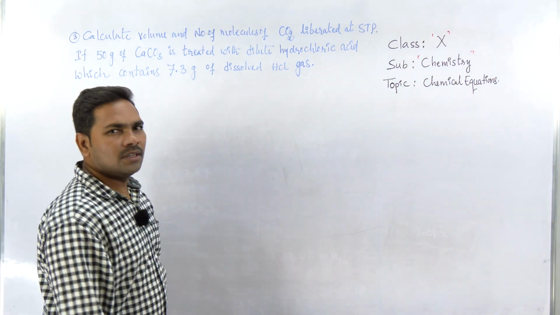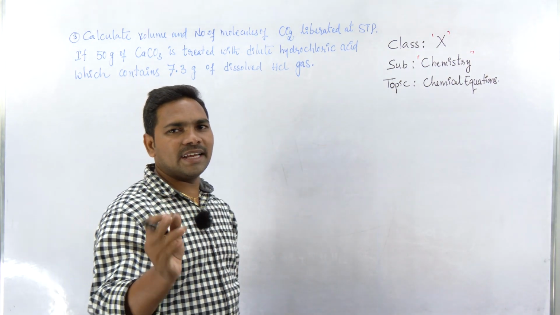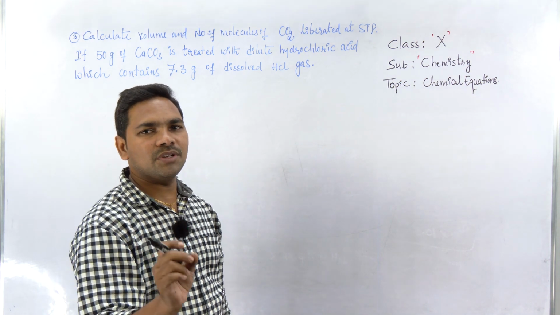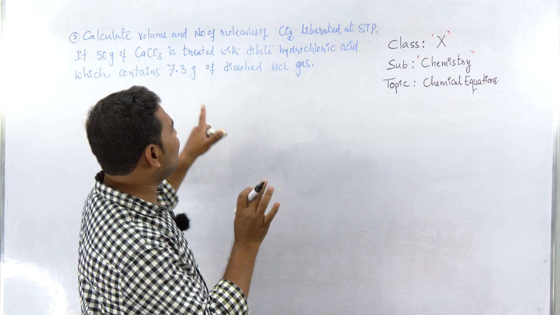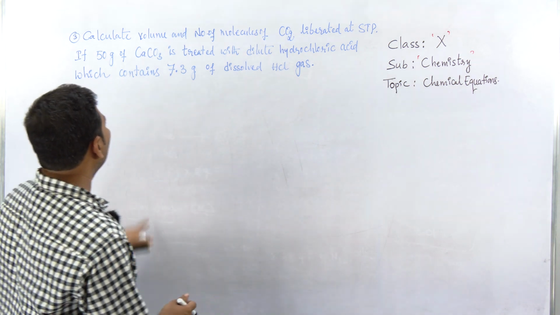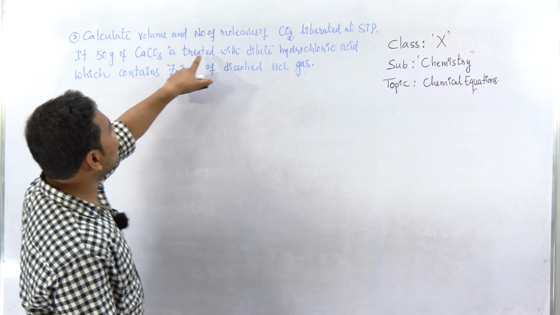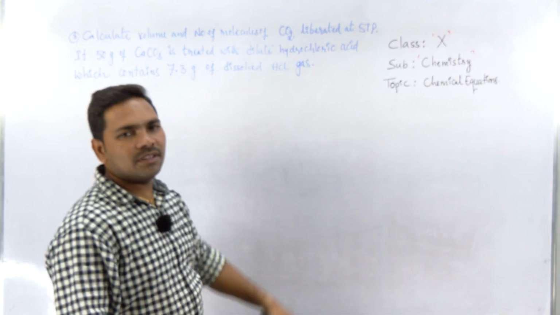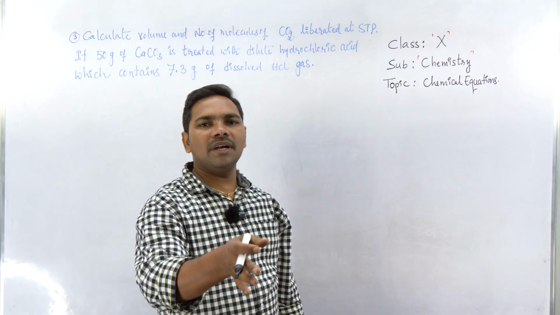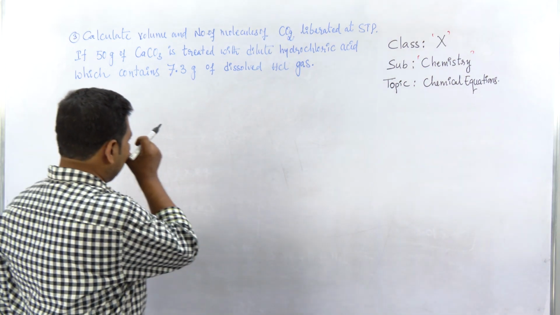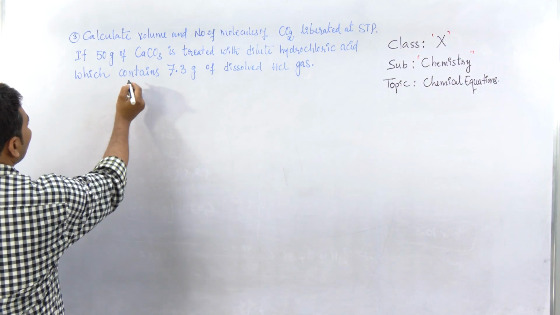For this, first of all, we should not feel tense looking at the question. It is very simple. First identify the chemical reaction involved and write the balanced chemical equation for it. Here CaCO3 is treated with dilute acid. Metal carbonate is treated with acid. It produces salt, water and carbon dioxide. Let us write the chemical equation here.